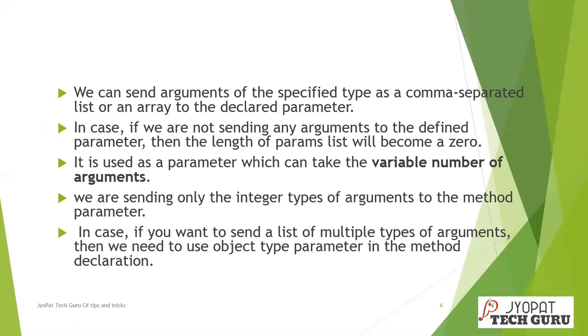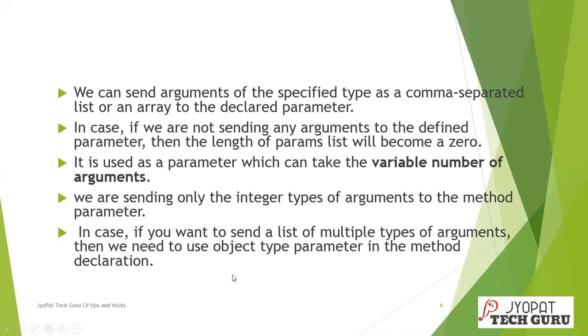In case we are not sending any arguments, then the length of the params will be 0. It is used as a parameter which can take a variable number of arguments. Here we are sending only integer type arguments to the method parameters. If you want to send a list of multiple types of arguments, then we need to use an object type parameter in the method declaration.